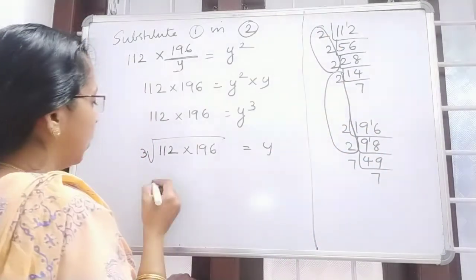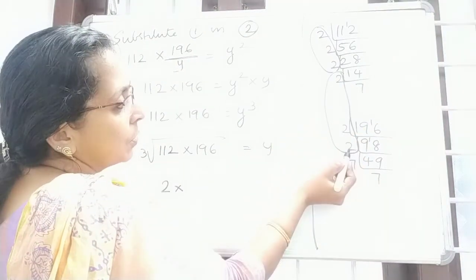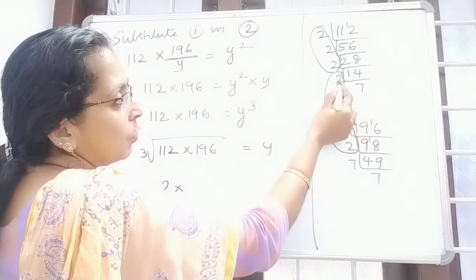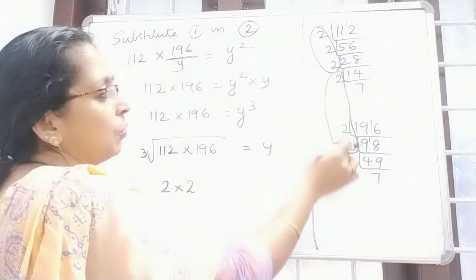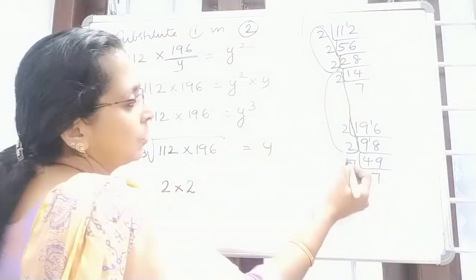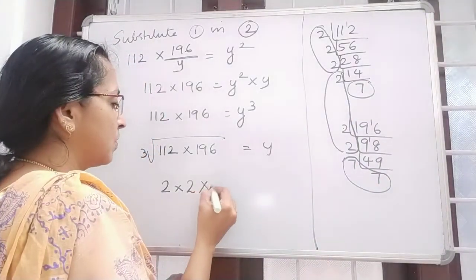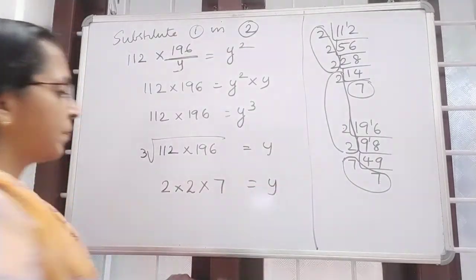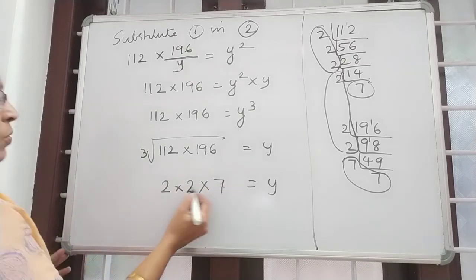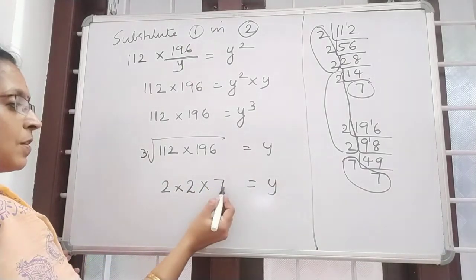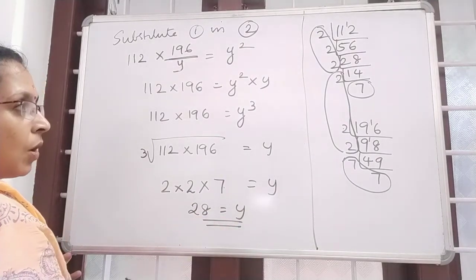So these three together, it will be one 2 from 112's 2's, and the remaining two 2's from 196. So cube root means three together: 2, 2, 2 will become 2. Then here two 7's are there and here one 7 is there, so three 7's, it will become 7. So y is 2 into 2 into 7, which is 4 sevens are 28. So y is 28.